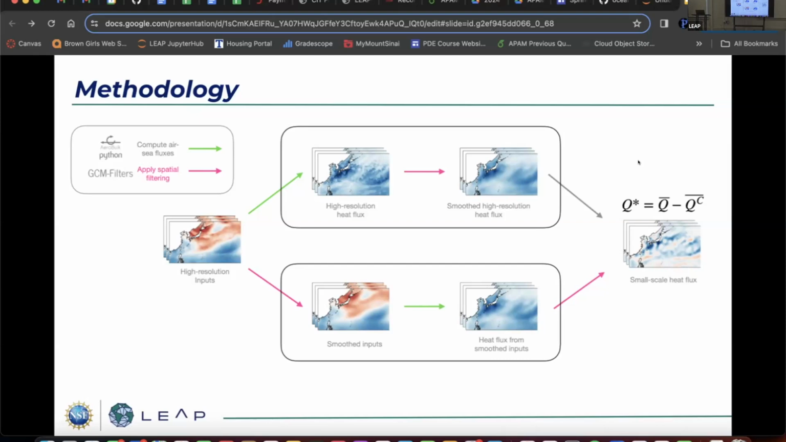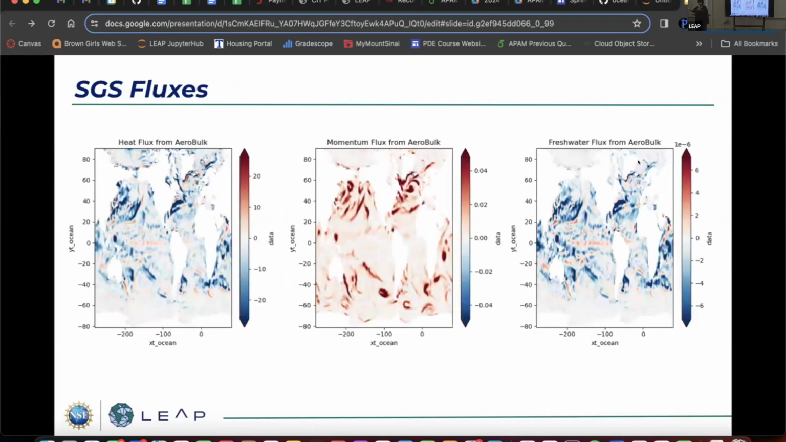And then on the bottom, I have done the same thing, but the only difference is the first step is to decrease the resolution that I'm looking at. So this is my low resolution flux. So I have two fluxes: one that accounts for large and small scale processes, and one that only accounts for large scale processes. When you take the difference, you get the subgrid scale flux, which is this Q star. This was done for all three types of fluxes. Here's what the map looks like.